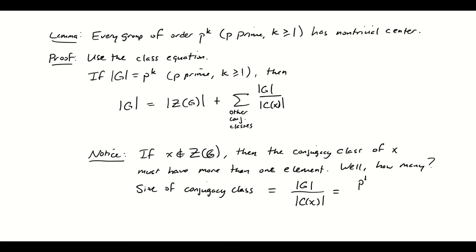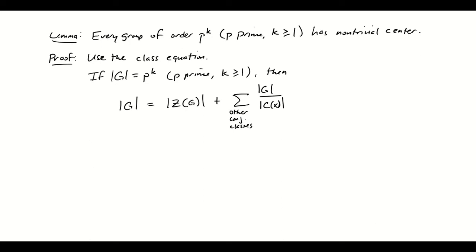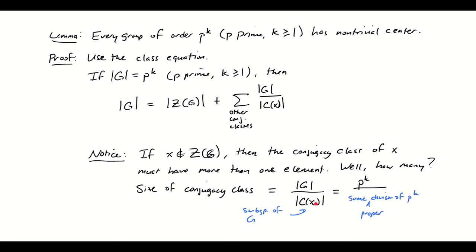The order of G is p to the k. And the order of the centralizer of x, well, that's a subgroup of G. So by Lagrange's theorem, its order has to be something dividing p to the k. And furthermore, it has to be a proper divisor, because if the order of the centralizer of x were just p to the k, well, that would mean that the centralizer of x is the entire group. And if x is centralized by everything, then x commutes with everything. That would mean x is in the center. And we're assuming that x is not in the center.